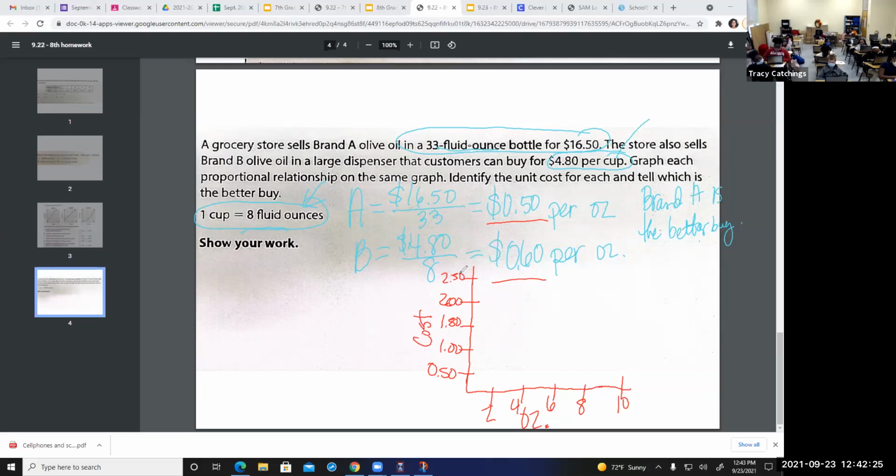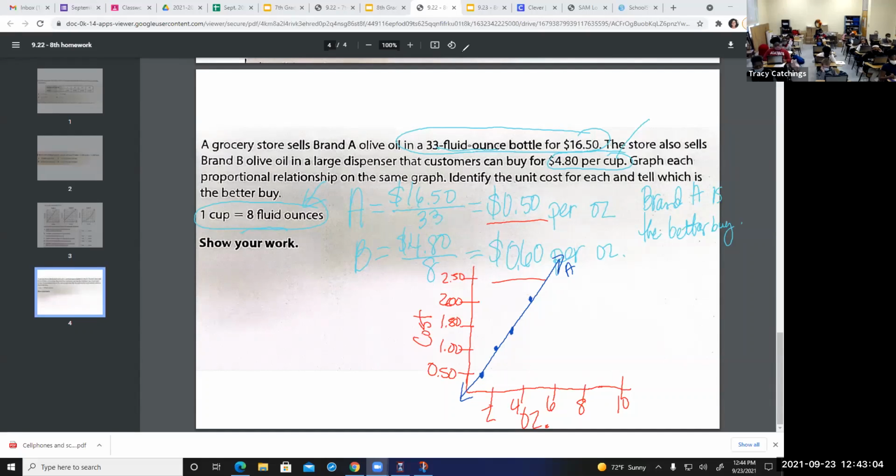All right, so for A, they said put them on the same graph. So one should have been 50 cents. If I do 50 cents per ounce and I get 2 ounces, how much am I going to pay? If I get 3 ounces, how much am I going to pay? $1.50. If I get 4 ounces, how much am I going to pay? All right, and then of course you should have graphed it. It should have made a straight line, and then of course you should have labeled it since they told us to put it on the same graph. So that would have been A.